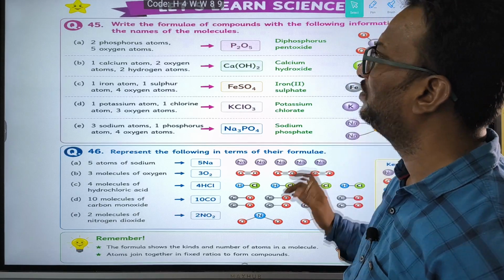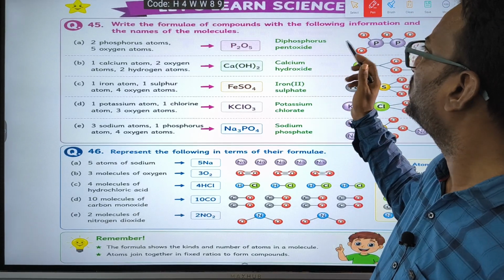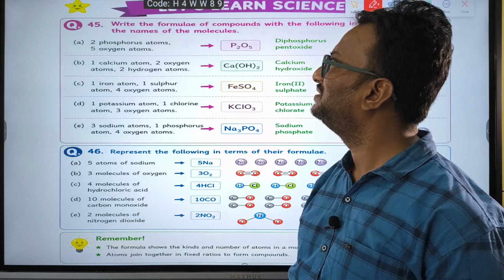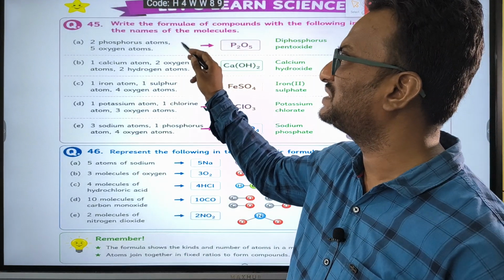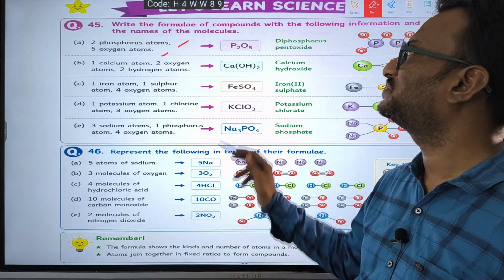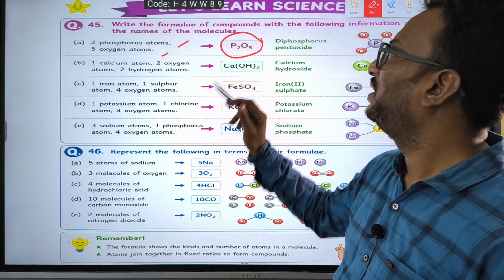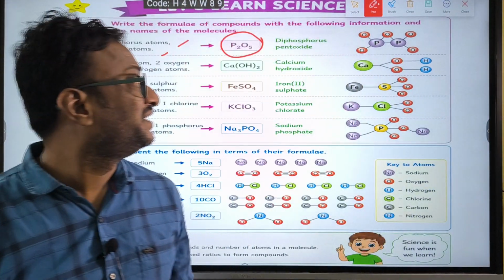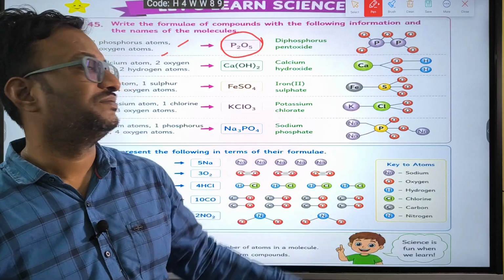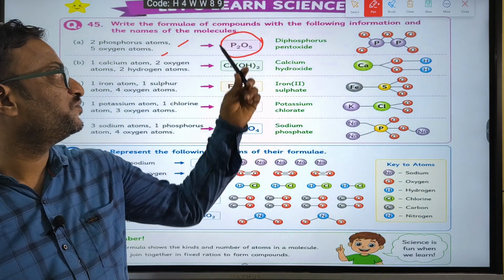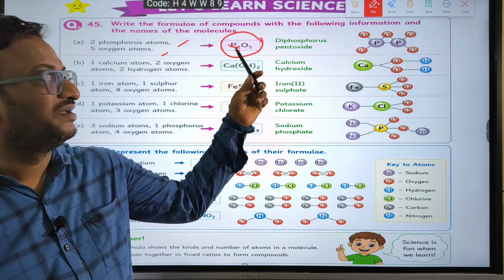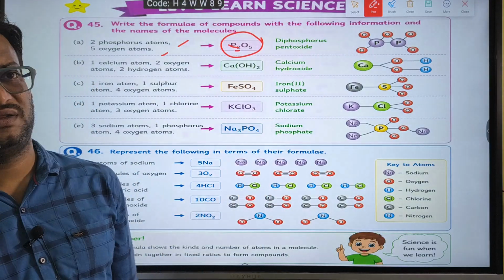Next one, write the formula of compounds with the following formation. The names of the molecules: 2 phosphorus atoms, 5 oxygen atoms, that is P2O5. It is called diphosphorus pentoxide because phosphorus will have 2 atoms, 2 means diphosphorus pentoxide.